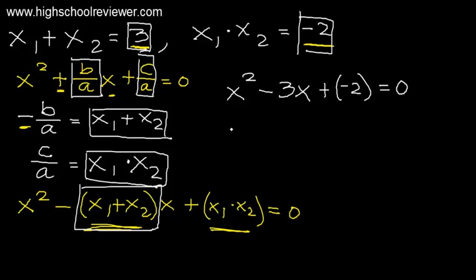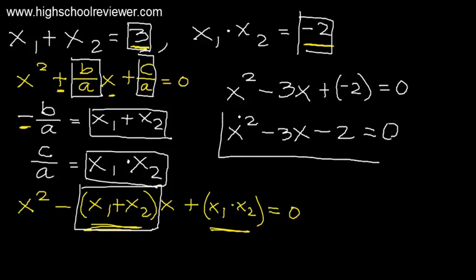So our final equation now will be x raised to the power of 2 minus 3x plus negative 2 equals 0. So therefore, our final quadratic equation is x squared minus 3x minus 2 equals 0. Find the quadratic equation using x sub 1 plus x sub 2 and x sub 1 times x sub 2.